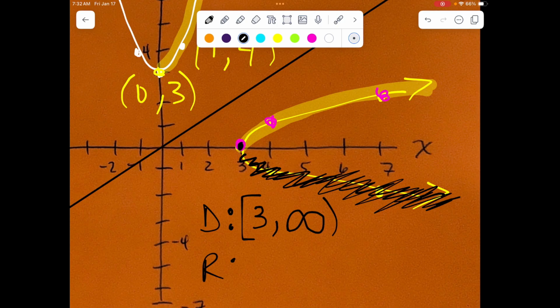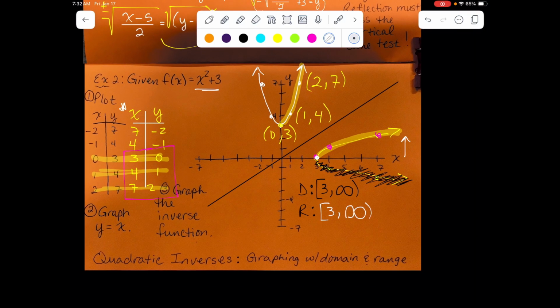The range is how low and high the graph travels. Well, if you look right here, the lowest it goes is 3. That gets a closed circle. And you can see that the graph is getting taller as it goes to the right. So it is going up forever. So there is our domain and range.